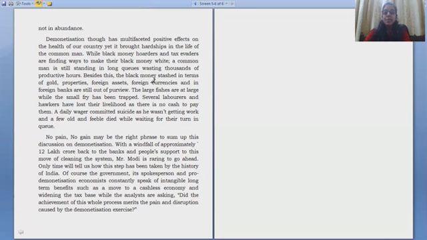So besides this, the black money stashed in terms of gold, properties, foreign assets, foreign currency, and in foreign banks are still out of purview. The large fishes are at large while the small fry has been trapped. Several laborers and hawkers have lost their livelihood as there was no cash to pay them. A daily wager committed suicide as he wasn't getting work, and a few old and feeble died while waiting for their turn in the queue. So these all things happened.